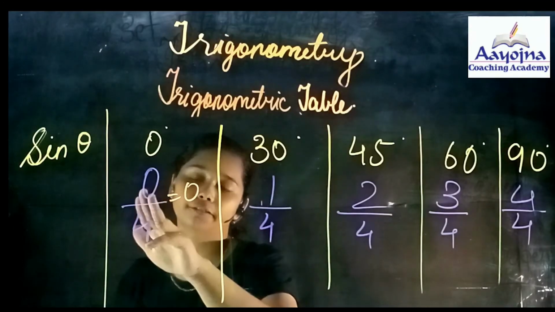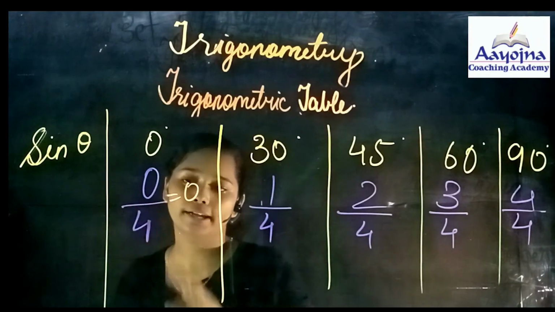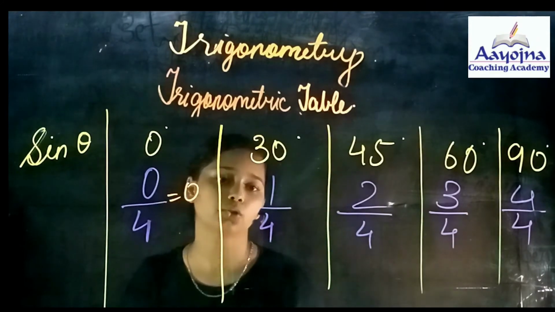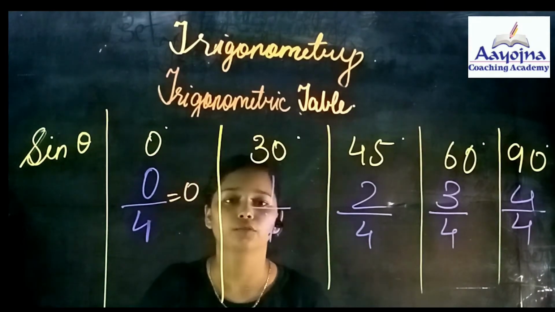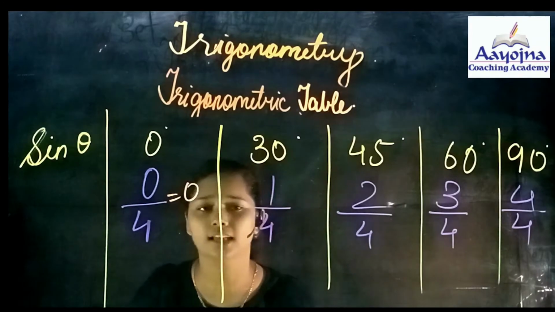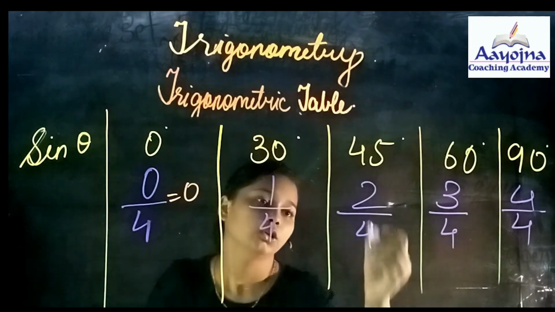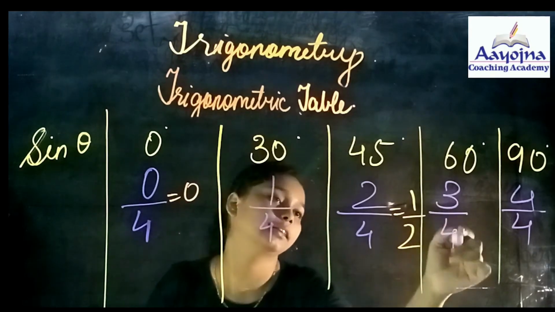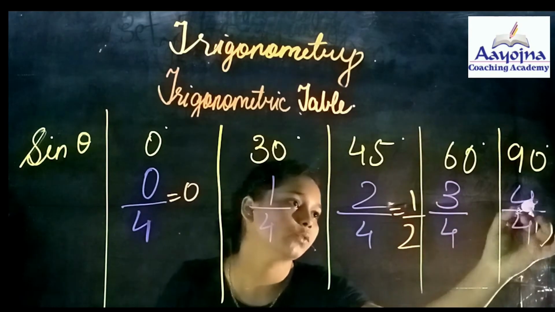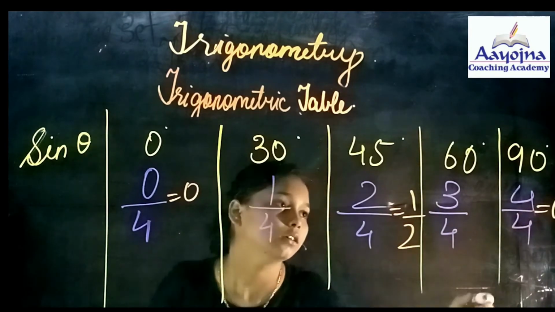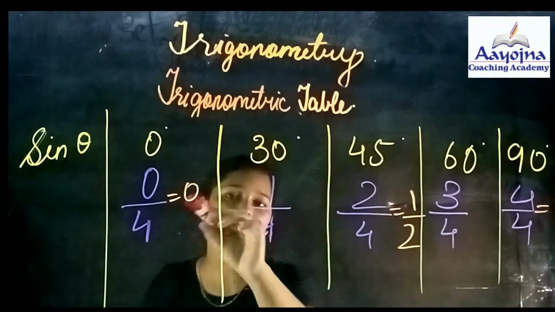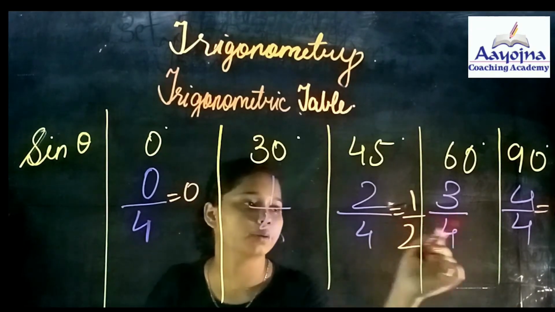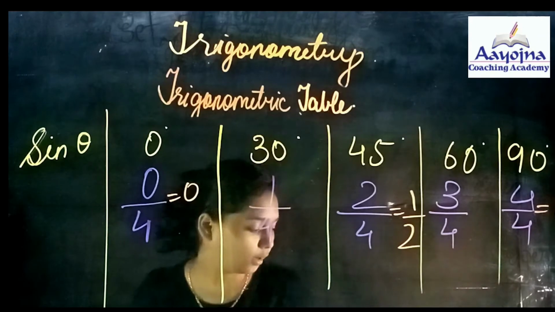Any number, when you divide 0 by any number in the denominator, it is 0 only. 1 upon 4 will remain as it is, as we cannot divide it further. 2 upon 4 can be written as 1 upon 2, and 3 upon 4 will remain as it is. 4 upon 4 is equal to 1. Now we got 0, 1 upon 4, 1 upon 2, 3 upon 4 and 1.